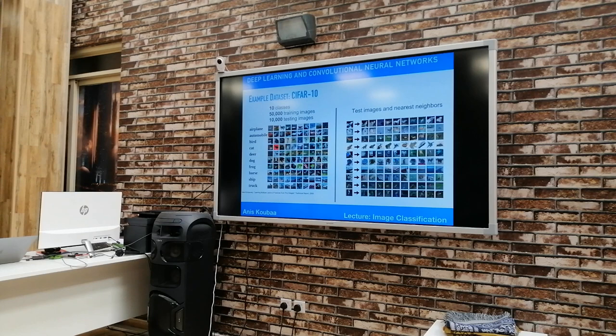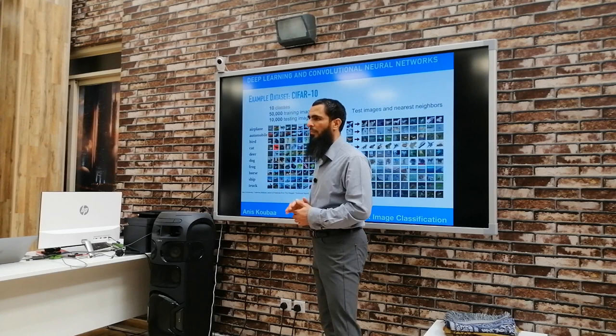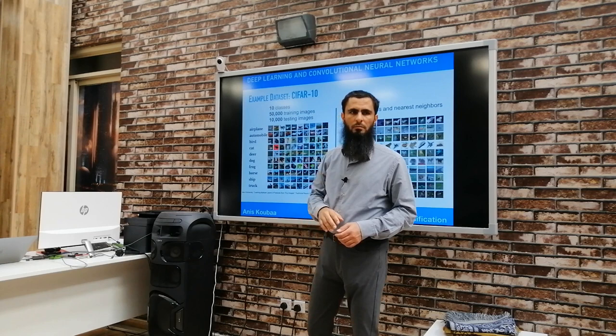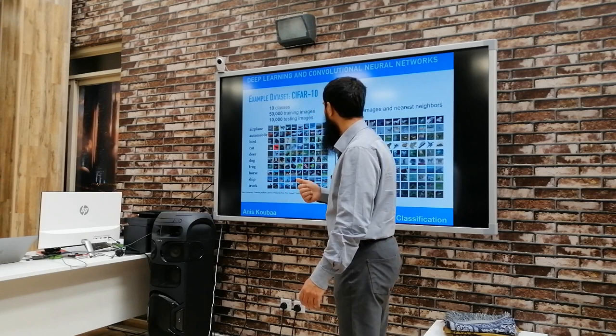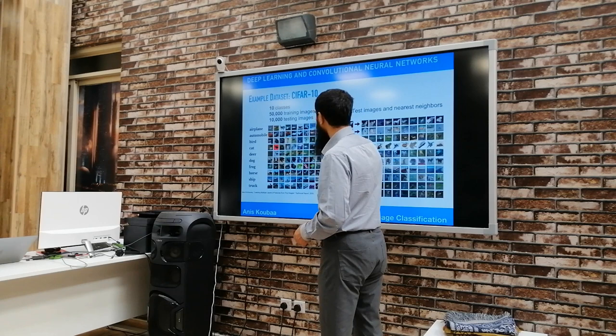If we take the example of the CIFAR-10 data set that we have introduced before, we have 50,000 training images and 10,000 testing images. We will put all these 50,000 images into the memory, into some data structure, and they are there. That's the training phase. Actually, we did not do any training, just saving all the images into the memory. And then we have 10,000 images that we will use for testing. And these are the 10 categories here.